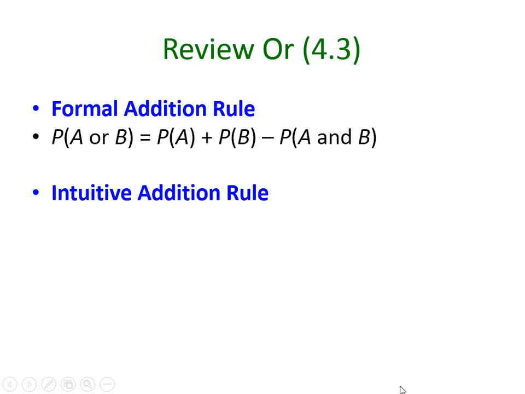Intuitive rule: if you know that you're getting ready to double count, you just count in such a way that you don't count anybody twice. And so it depends upon the type of way it's worded and how it's set up. Sometimes it's easier to do the intuitive rule. Sometimes you have to stick with that formal addition rule.